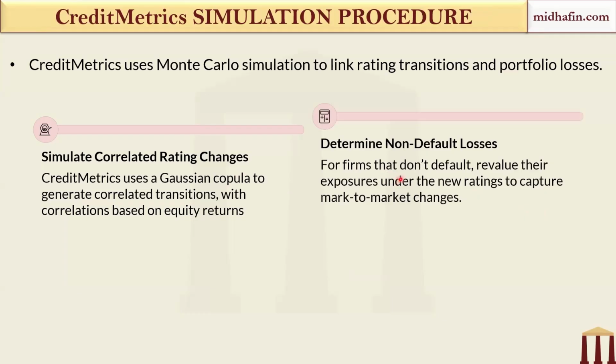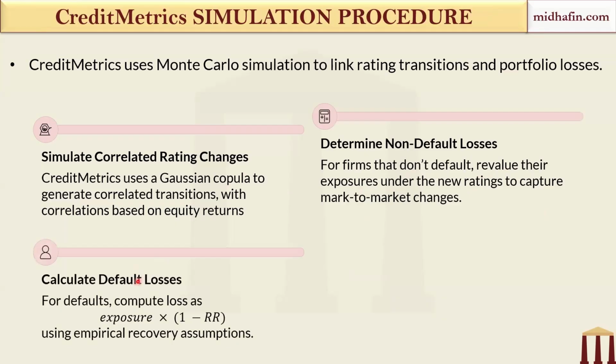Then step two, determine non-default losses. For borrowers that don't default, we revalue their exposures based on new credit spreads tied to their ratings. The resulting change in market value will represent either a credit loss or a gain. Then we calculate default losses. For exposures that do default, we calculate the losses as exposure multiplied by 1 minus recovery rate. Again, the same formula that we have been using from FRM Part 1, and it has been used in FRM Part 2 multiple times. The recovery rate is typically drawn from empirical or historical data.